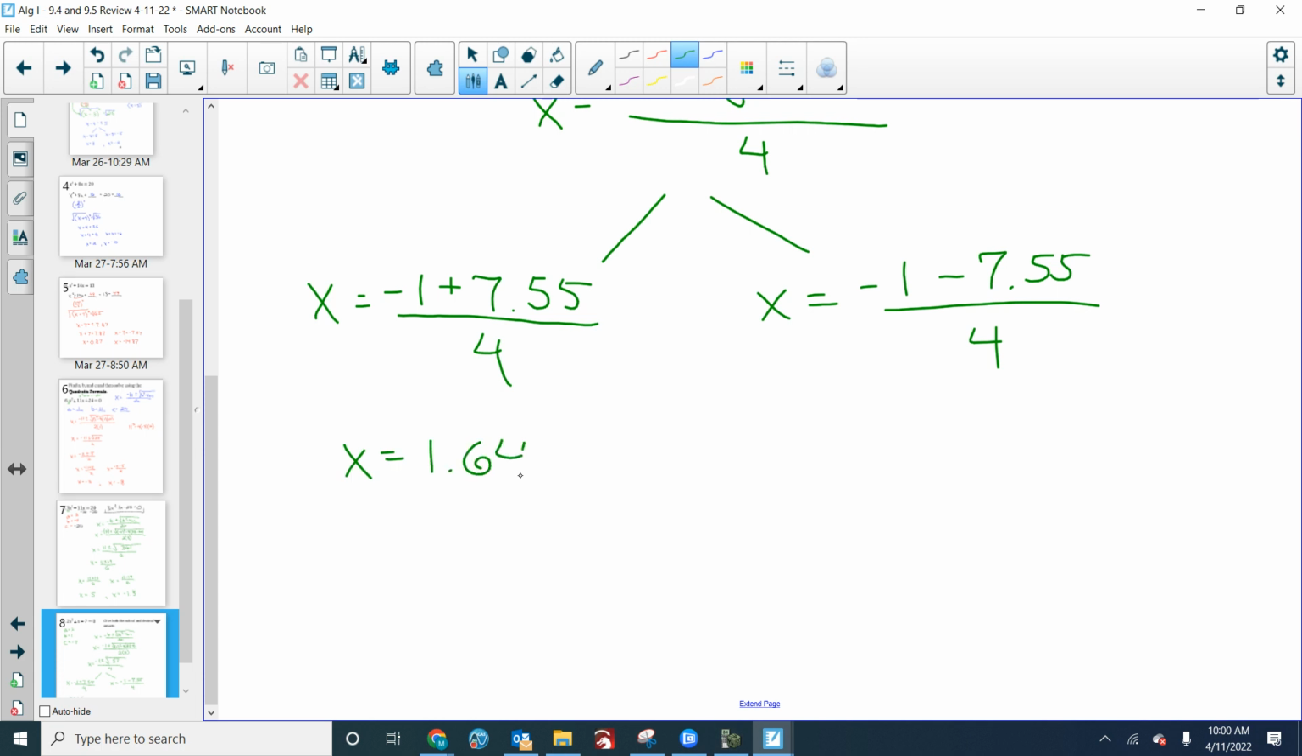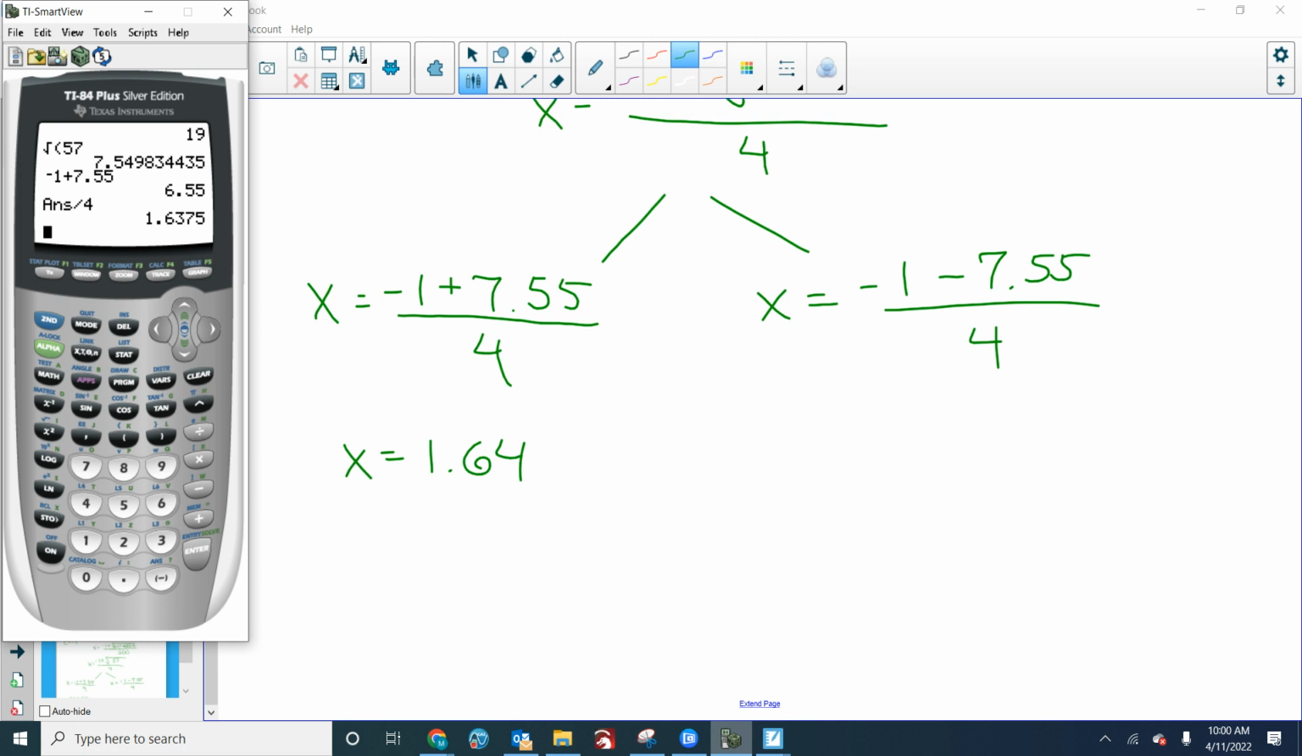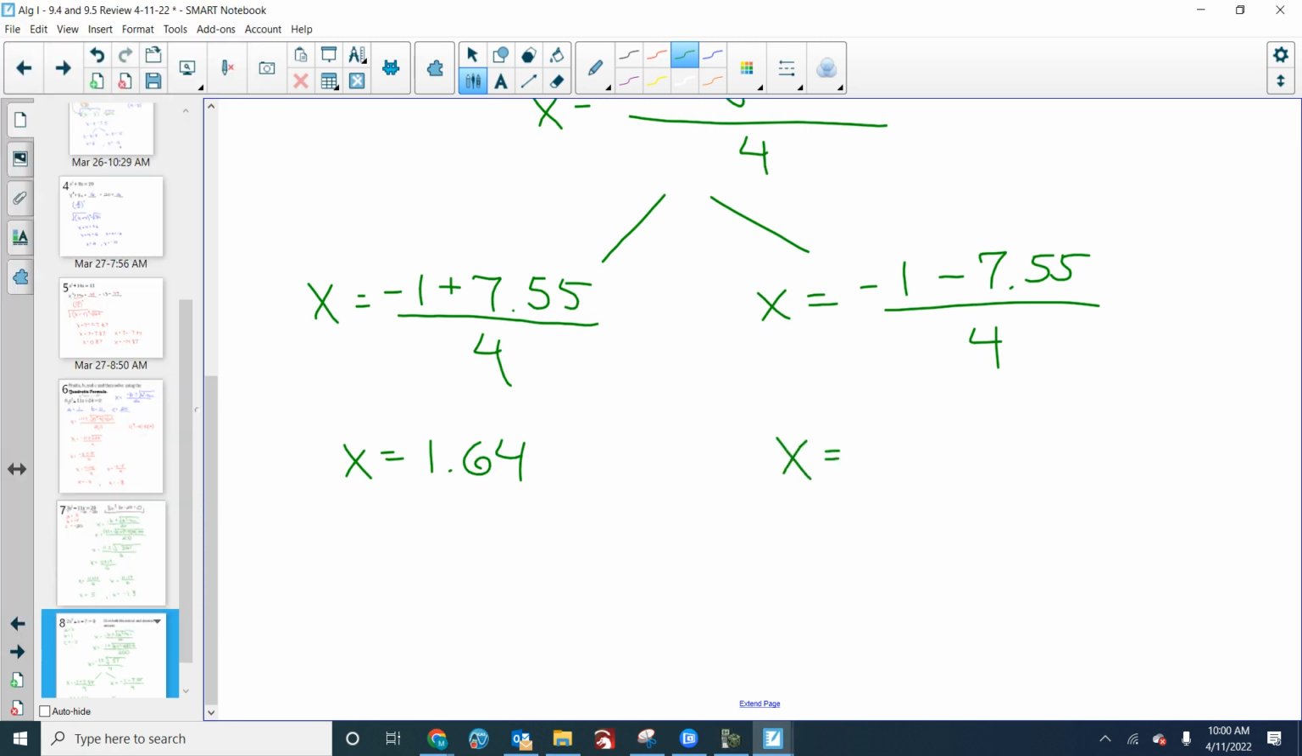Yep. And then -1 minus 7.55 over 4. -2.14. Make sense?